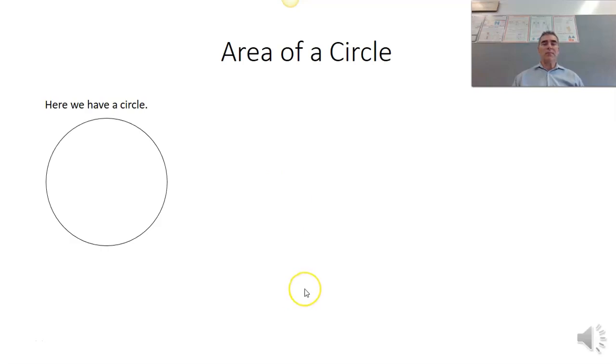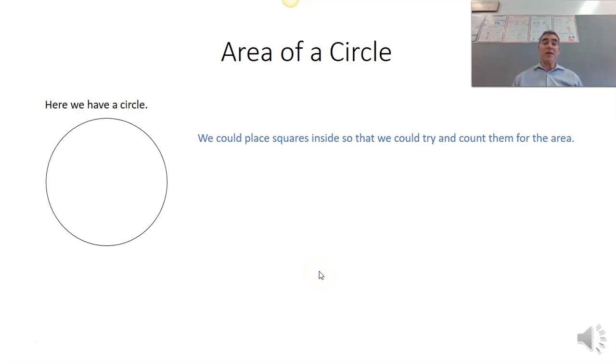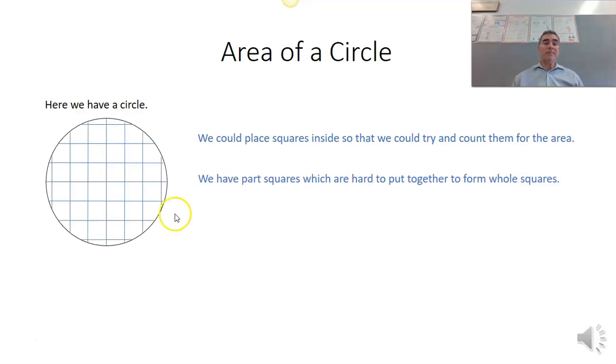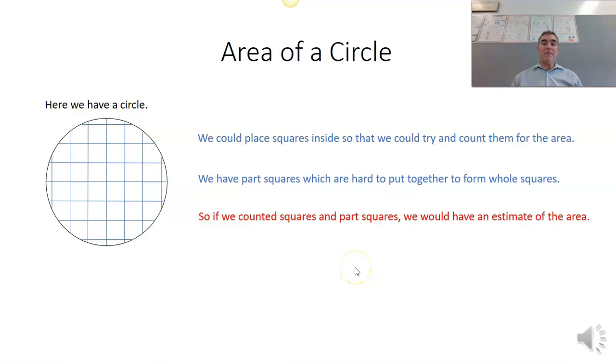So here we have a circle, and what we could do is place squares inside that circle and try and count them for its area. If we do that, you'll notice that we've got some part squares which are hard to put together to make whole squares. We've got little bits and so on left over, and what we'd end up with is an estimate of the area. Someone else counting them might come up with a slightly different answer.